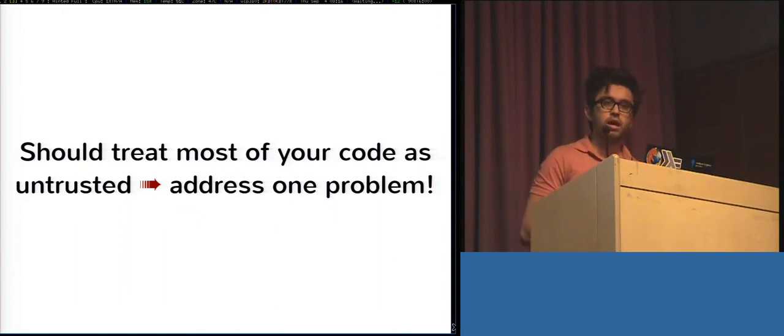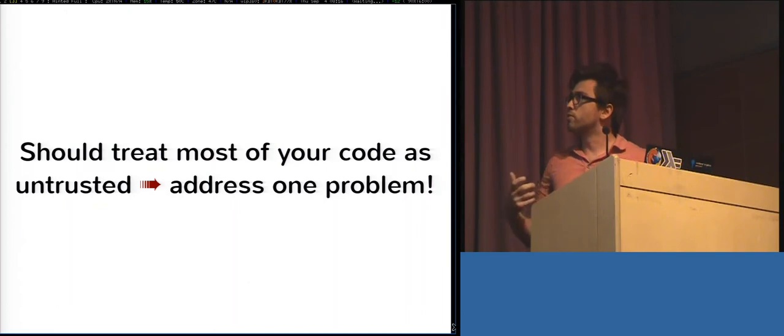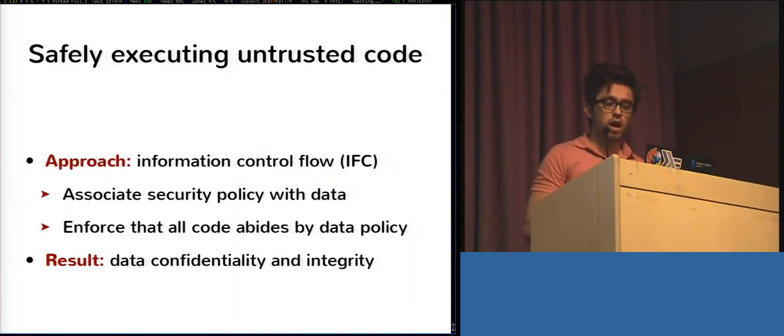And what I'm trying to get at is basically you should treat your own code as being untrusted, and in doing so, we now just need to address one problem, and this problem is basically how do we safely execute untrusted code. And the approach that we're taking with LIO is to use information flow control.